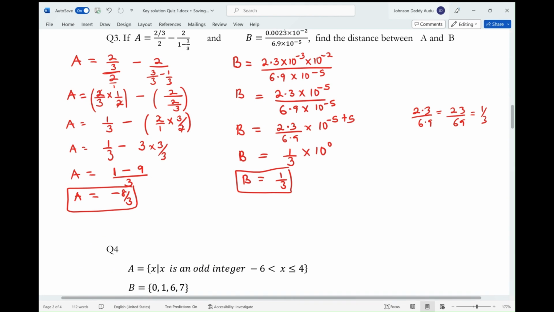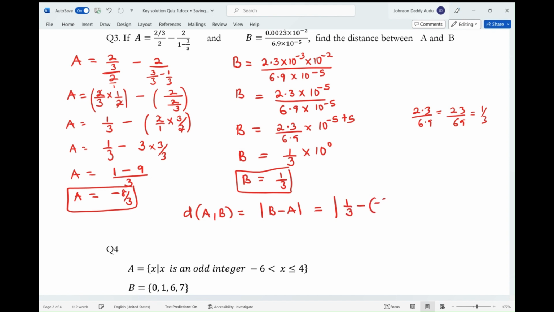So to find the distance between A and B, we use our formula, which is the absolute value of B minus A, or the absolute value of A minus B. This will be the absolute value of 1 over 3 minus 8 over 3, and this is just 1 over 3 plus 8 over 3. This is going to be 9 over 3. So the distance is 3.